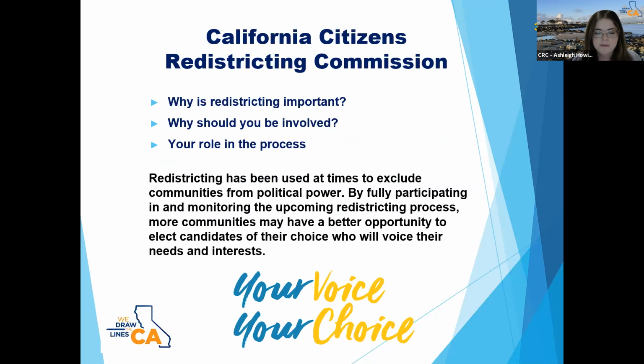In most other states, politicians draw the lines. California's Citizens Redistricting Commission was formed to take back that power and have the people redraw the maps for Congress, State Senate, State Assembly, and Board of Equalization. The commission is made up of 14 citizens who went through a very rigorous election process.